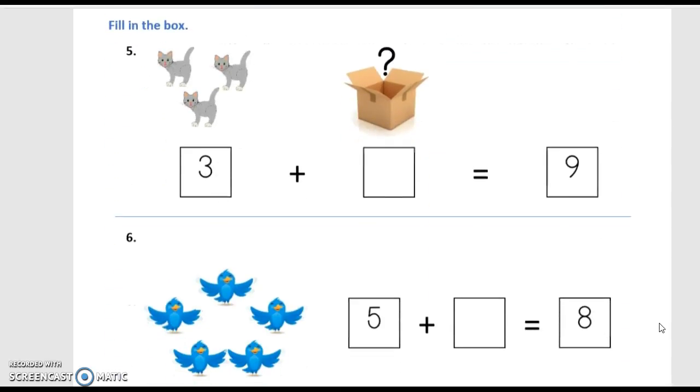Number 5, fill in the box. This is one of those unknown number problems. 3 cats are here, plus we don't know how many cats were there. The total is 9 cats. How many cats could be here? Fill in the answer on your paper.